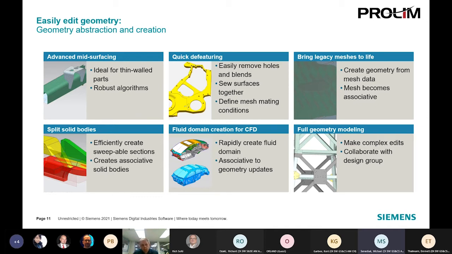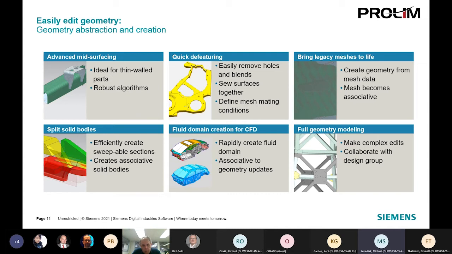And so, for instance, with our advanced mid-surfacing capabilities, when you do sheet metal parts, you really don't want to put that through a 3D mesh. You want to get the mid-surface and do a 2D surface mesh with that, because to get accurate results out of that, you want to have those tools. So we provide that. Things like defeaturing, right?